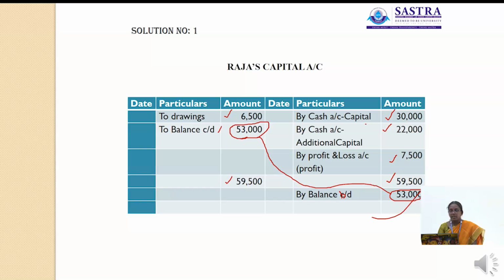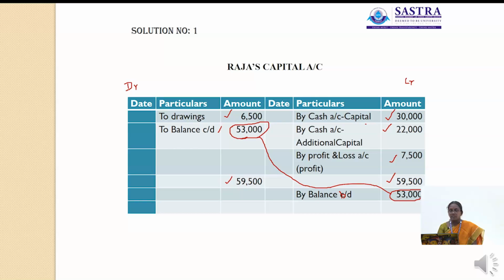So the amount of capital, first one is the amount of capital introduced by Raja, rupees 30,000. Cash account debit to Raja's capital account. So by cash account 30,000 is in the credit column here. So this is the credit side. Here is the debit side. Then additional capital introduced by Raja in cash, rupees 22,000. So it's the same entry, cash account debit to Raja's capital account. So by cash account 22,000.